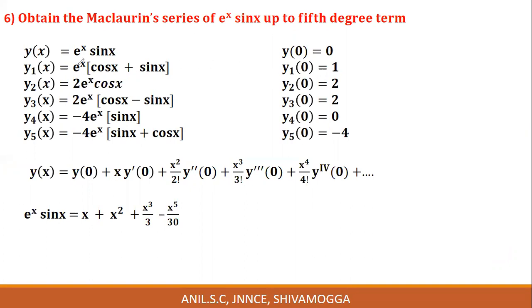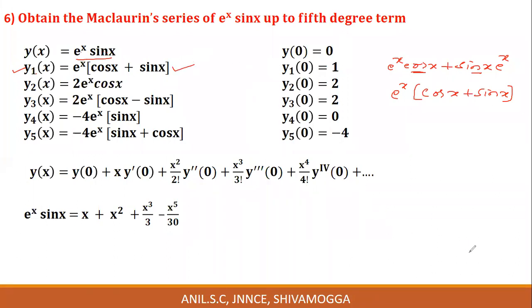Differentiate first time. Derivative of y of x is denoted by y1 of x. Use product rule here. e power x is first function, keep it as it is. Derivative of sin x is cos x. Plus keep sin x as it is, second function, derivative of e power x is e power x itself. Here e power x is common in both the terms, keep it outside. Then what you get within the brackets is cos x plus sin x. e power x into cos x plus sin x. That's what I have written here.